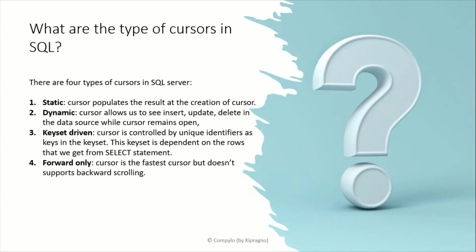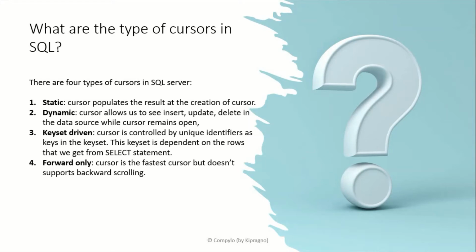What are the types of cursors in SQL? So there are 4 types of cursors in SQL Server: static, dynamic, key set driven, and forward only. So static cursor populates the result at the creation of cursor. Dynamic cursor allows us to see insert, update, delete in the data source while cursor remains open.